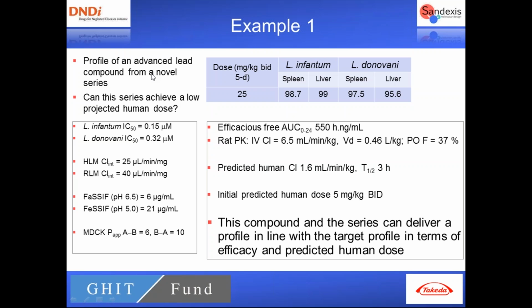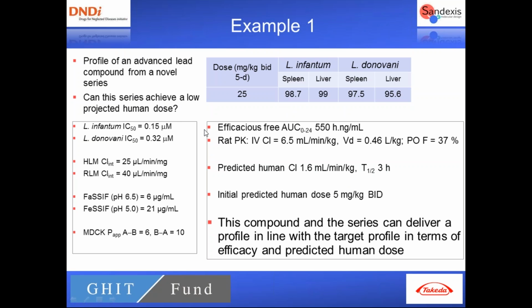So this example is what we'd call an advanced lead compound from a new series, and the key question we wanted to answer for this compound as an exemplar for the template was, can this series achieve what we think will be an acceptably low human projected dose?